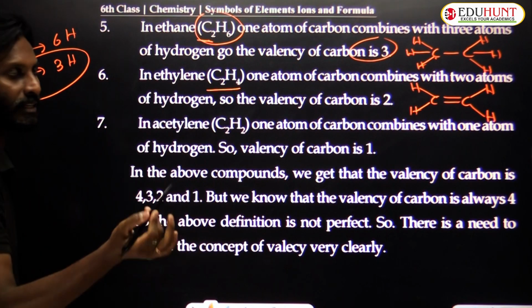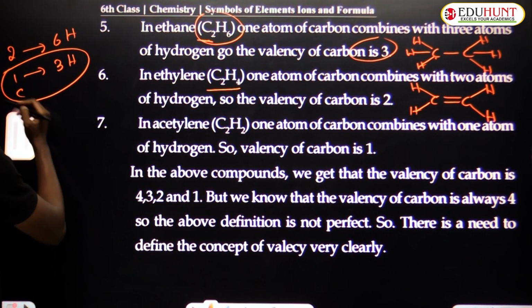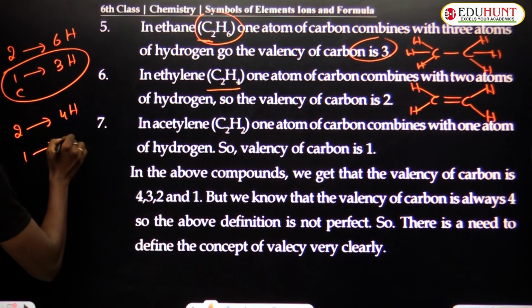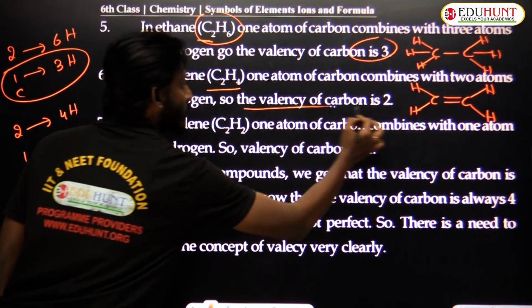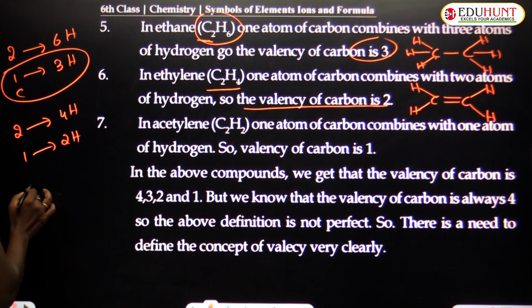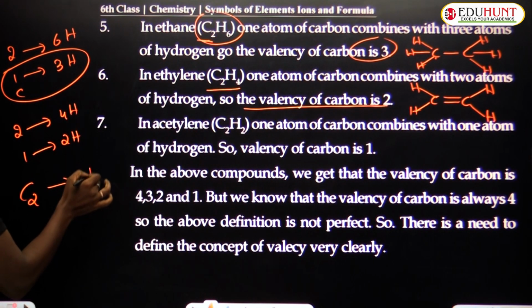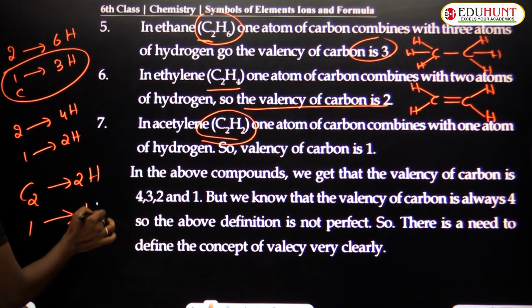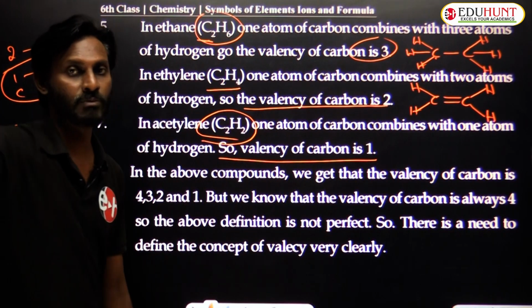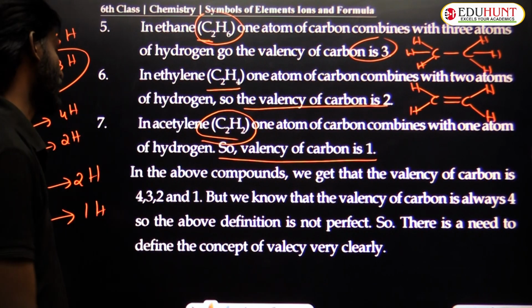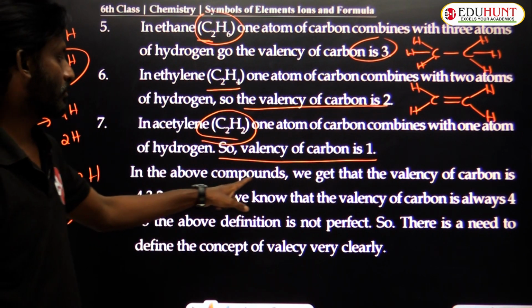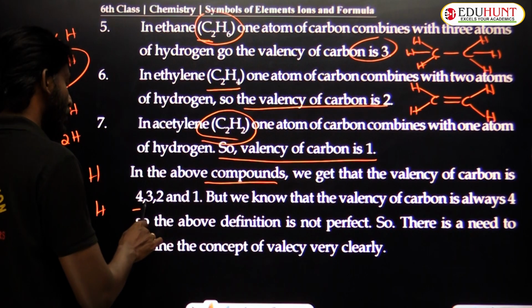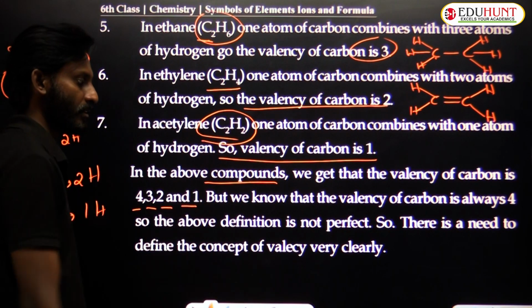So valency is 3. Here 2 carbon combined with 4 hydrogen. Then 1 carbon combined with 2 hydrogen. Valency of carbon here is 2. Here also 2 carbon combined with 2 hydrogen, C2H2. Then 1 carbon combined with 1 hydrogen. Valency of carbon here is 1 according to the concept I told you. Okay. So in the above compounds, we got that valency of carbon is 4, 2, 3, 2 and 1.